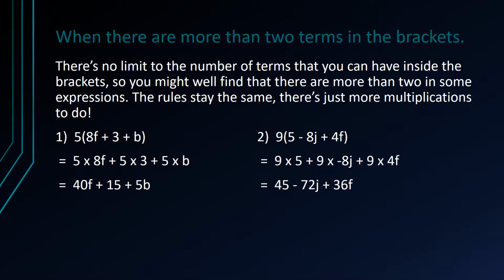So in this first example, we've got 5 and then in the brackets 8f plus 3 plus b. So we expand that out to 5 times 8f plus 5 times 3 plus 5 times b. And ultimately that gives us 40f plus 15 plus 5b. In the second example, 9 and then in brackets 5 minus 8j plus 4f. We expand that out to 9 times 5 plus 9 times negative 8j plus 9 times 4f. And that then gives us 45 minus 72j plus 36f.